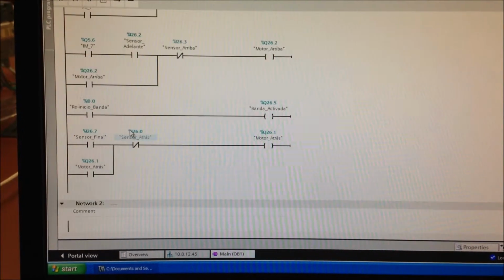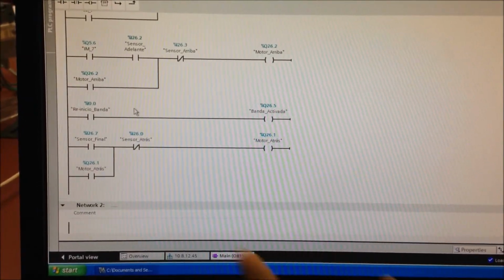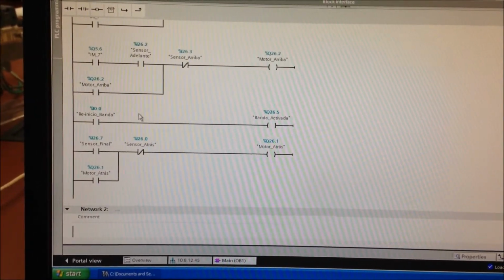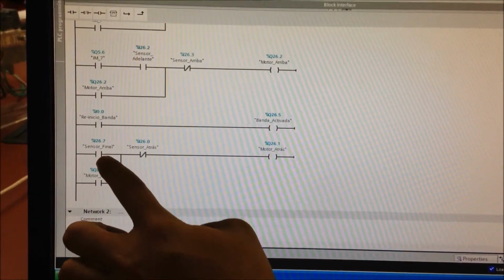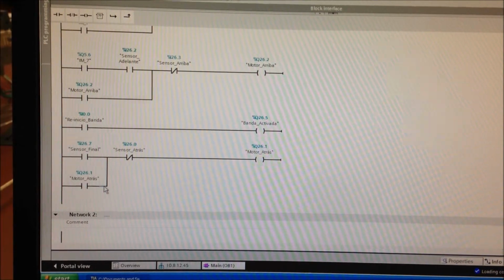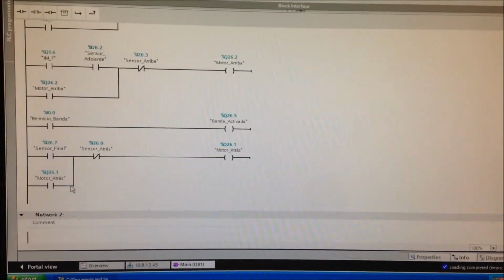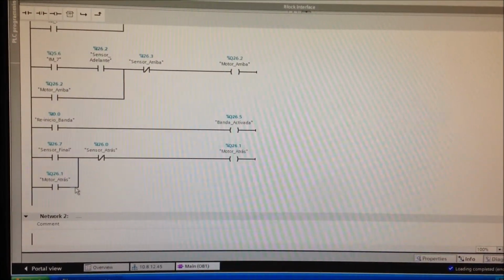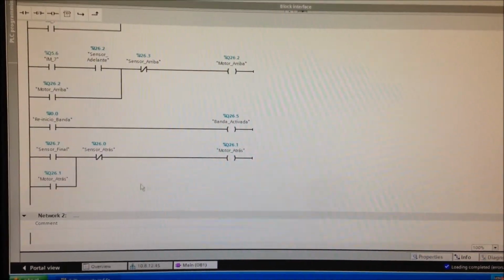And when this happens, the belt will go on again, and the final sensor will help us when it reaches the very, very end of the trail, the drilling machine will go back to its original place.